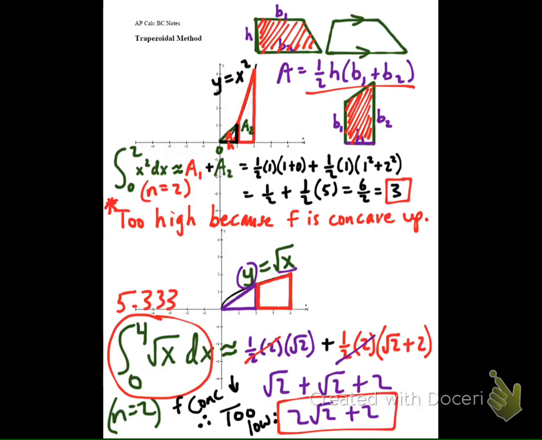So let's put it all in there. F is concave down. Therefore, the approximation is too low. And by the way, the approximation was 4.828. So this is about 4.828. And again, you can see that it's too low. But we know that it's too low because f, again, is concave down over that interval from 0 to 4.